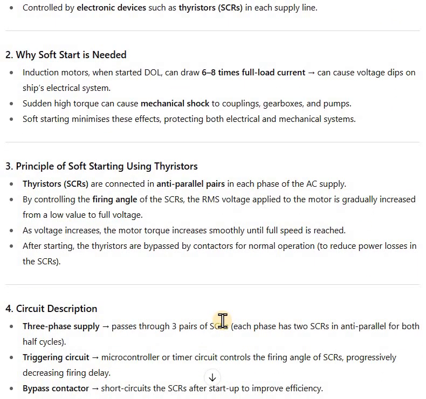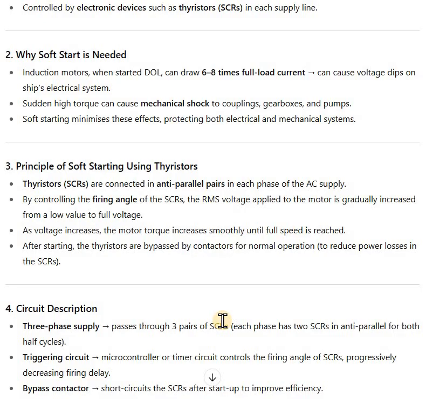Why is soft start needed? Induction motors, when started DOL, can draw 6 to 8 times full load current, which can cause voltage dips on the ship's electrical systems. Sudden high torque can cause mechanical shock to the coupling, gearbox, and pumps. Soft starting minimizes these effects, protecting both electrical and mechanical systems.